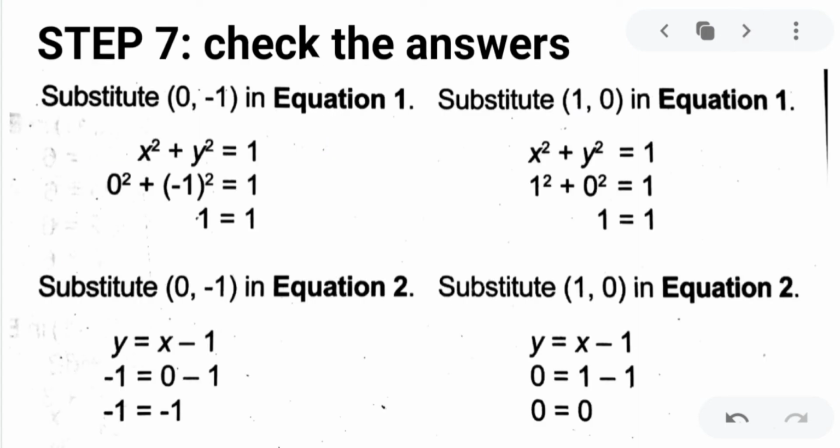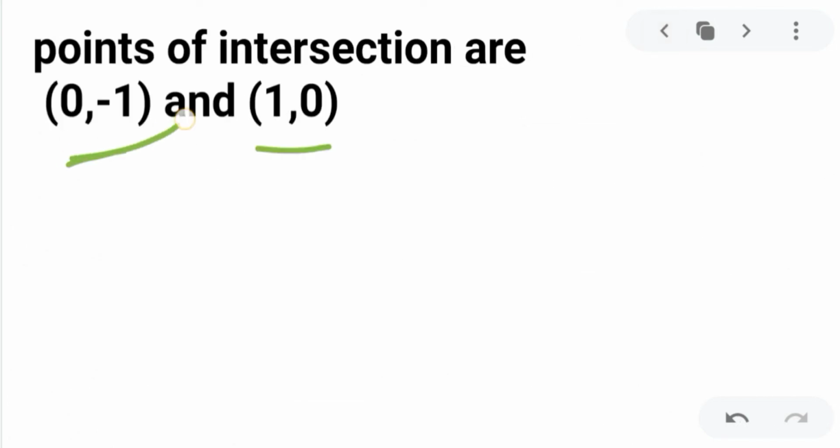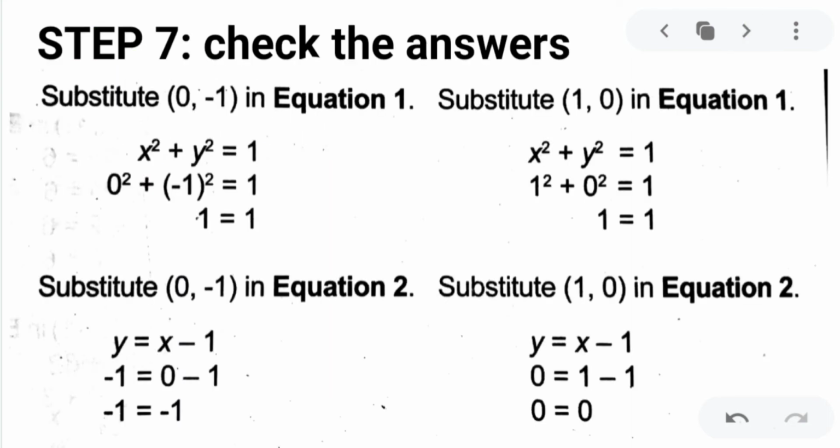Now for step 7, we have to check the answers. To check the answers, we have to substitute the points of intersection in equation 1 and equation 2. So let us substitute first this point here. We have to satisfy the equation in equation 1.